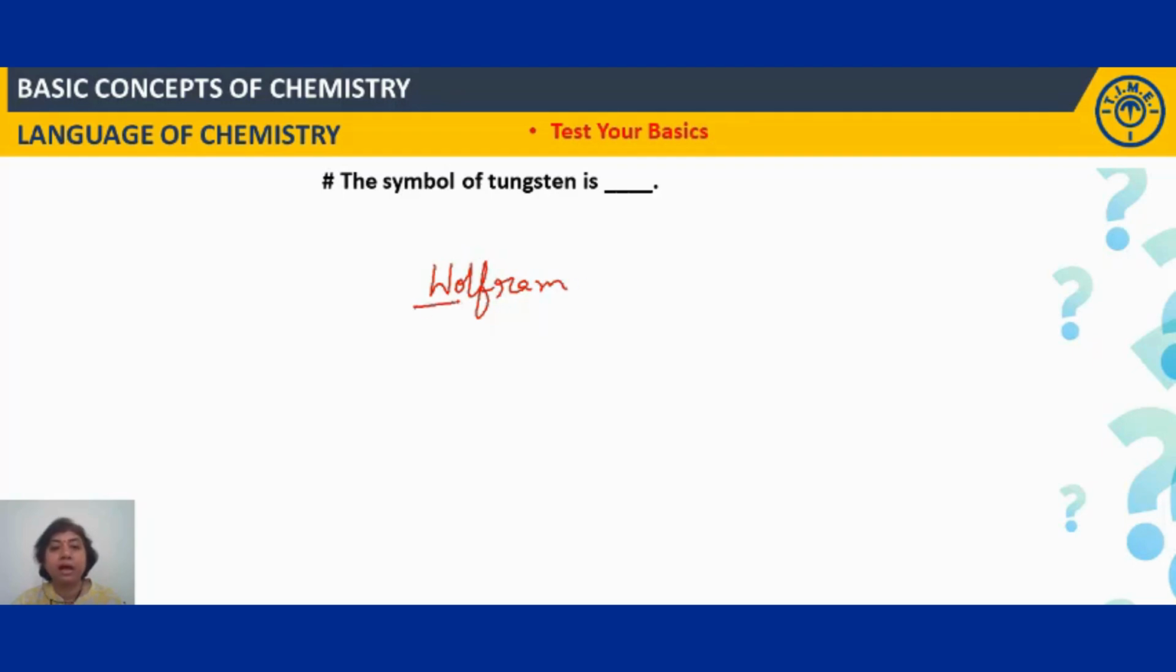Wolfram. So according to the rules for writing the symbol, the starting letter, the initial letter, the first letter, that is W in capital, is the symbol. So there are different ways of writing symbols, but for Wolfram we use the first letter in capital, right? So let's check the answer. So W is the symbol, capital W. Let's check the solution and then move on to the next question. So solution is W, right? So we'll move on to the next question.